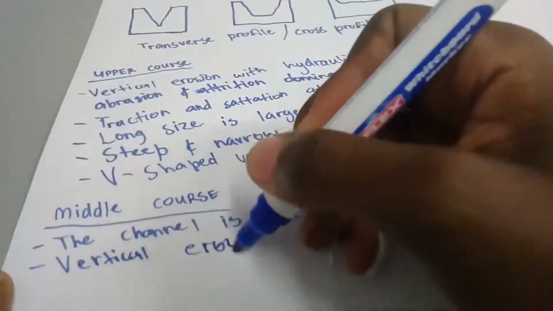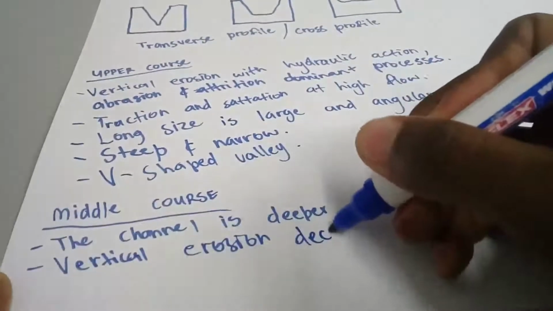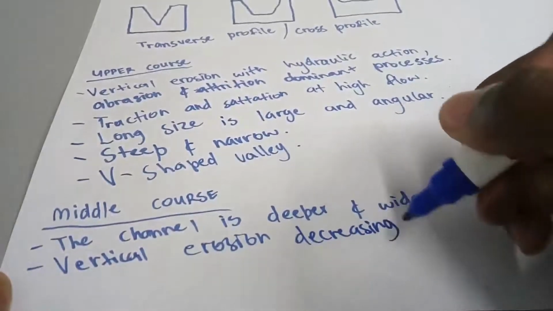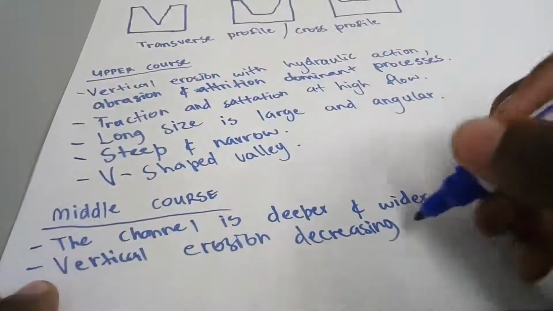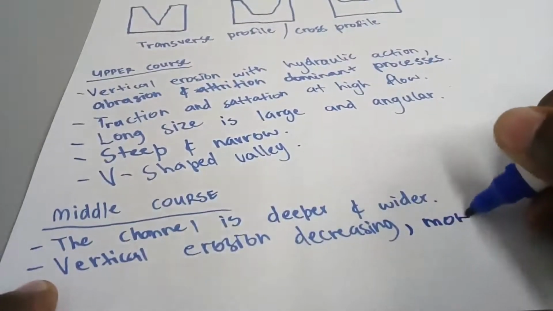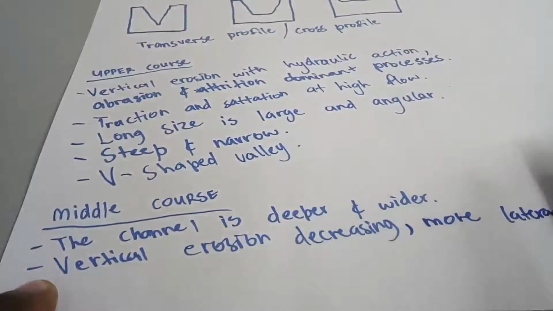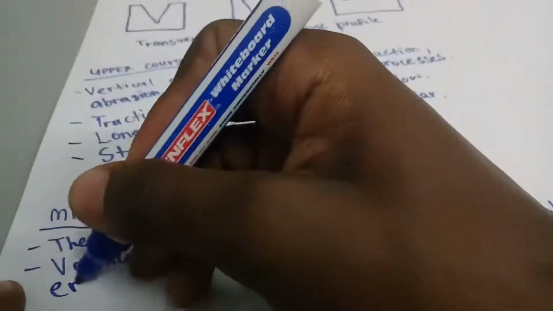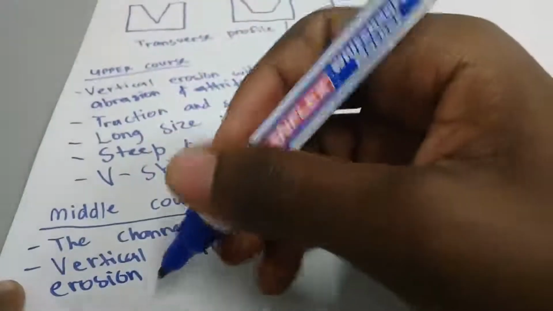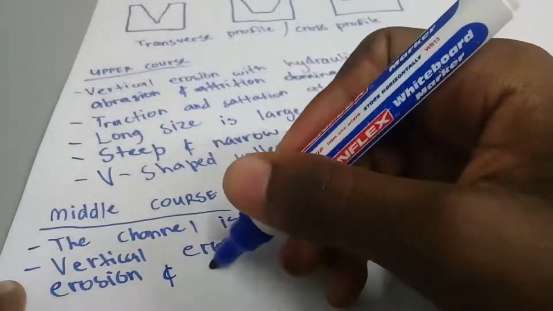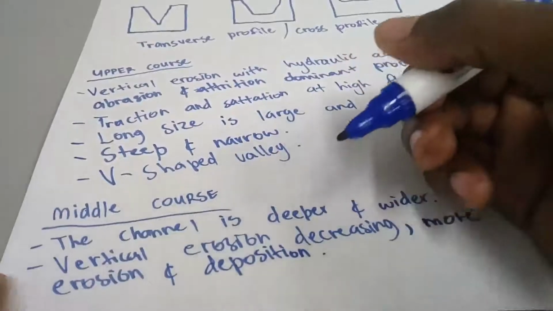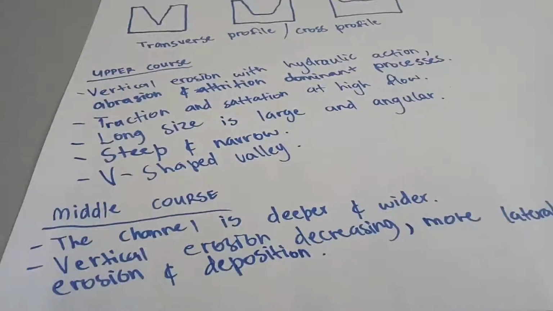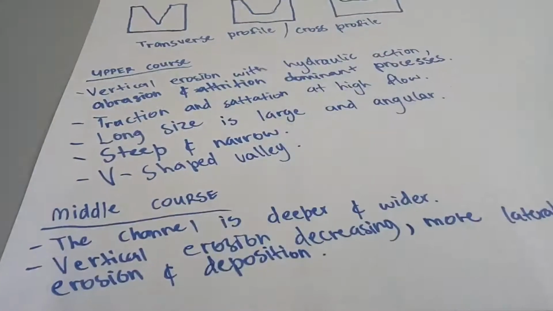Vertical erosion decreasing. Okay, let's say vertical erosion decreasing, more lateral erosion and deposition. More lateral erosion and deposition. Okay, let me first explain this after adding other information, right?